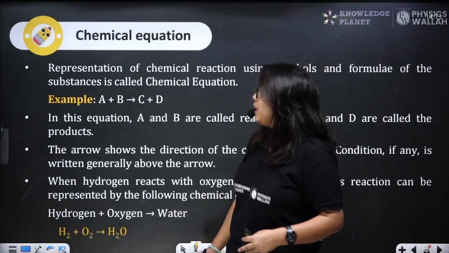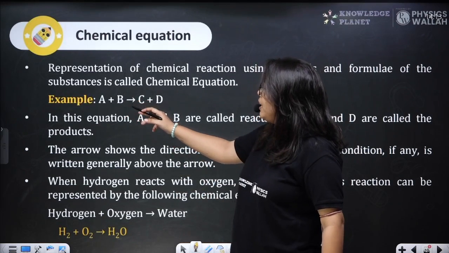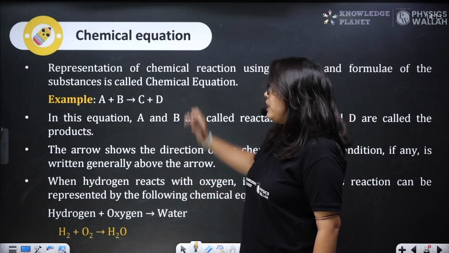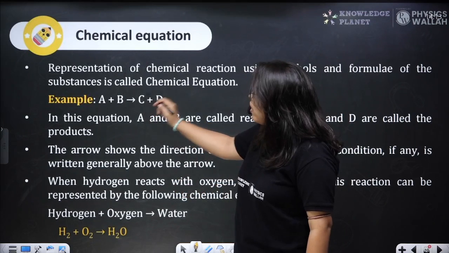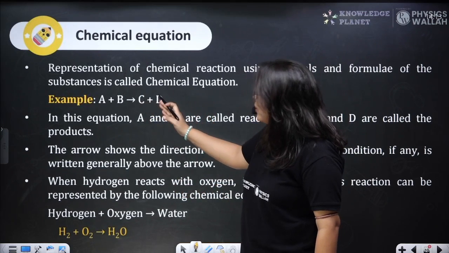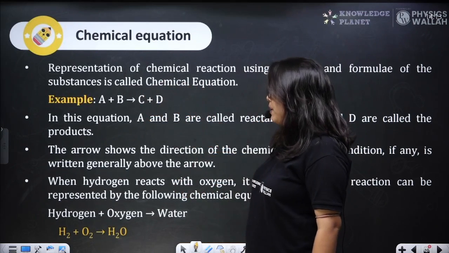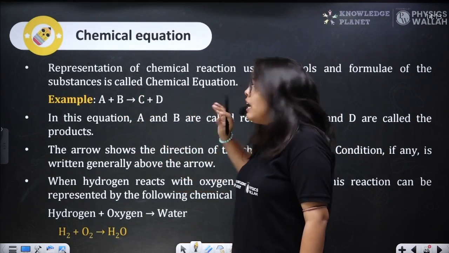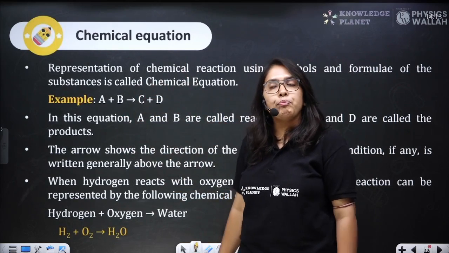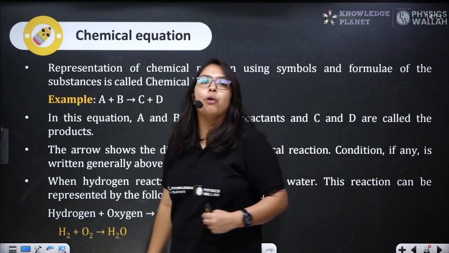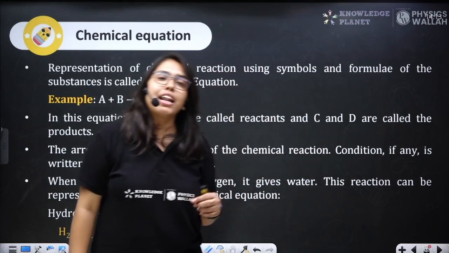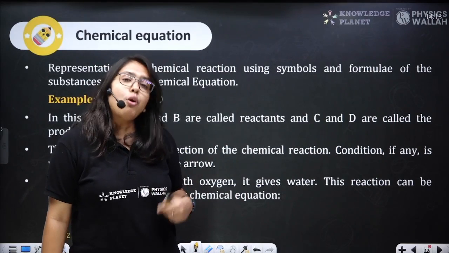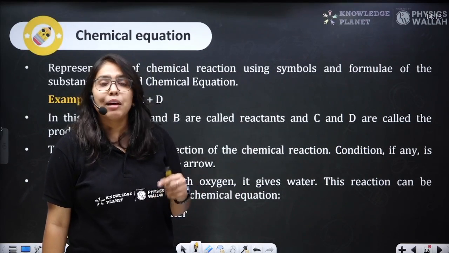And how do we do that? Let's say A is interacting with B to give rise to C plus D. Here A and B are reactants, C plus D are products. The direction of the arrow tells the direction in which the reaction is taking place. But what if I put in elements or compounds over here and show their reaction? So instead of writing those compounds or elements in the form of their words, we can write them in the form of their formula. And upon doing that, what we arrive at is a chemical equation.